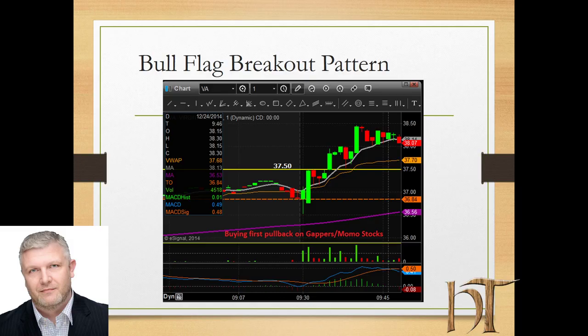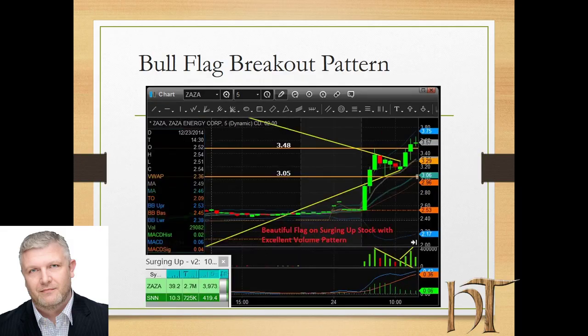Now, let's have a look at this one. In this stock, it's a very nice flag pattern. Again, we have a surging momentum stock. This was on our scanners. The stock surges up, then sideways consolidation.